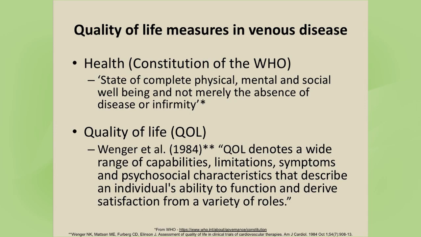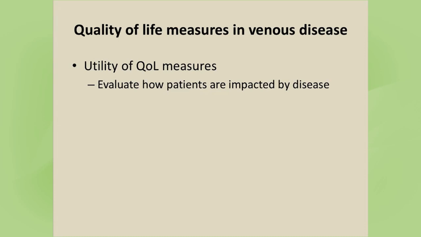This is the definition from Nanette Wenger and her group, which defines quality of life as a wide range of capabilities, limitations, symptoms, and psychosocial characteristics that describe an individual's ability to function and derive satisfaction from a variety of roles. Now, what is the utility of a quality of life measure?